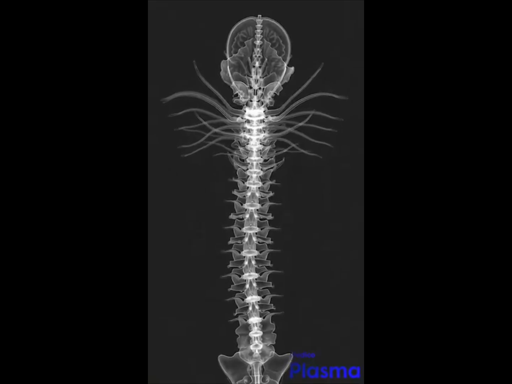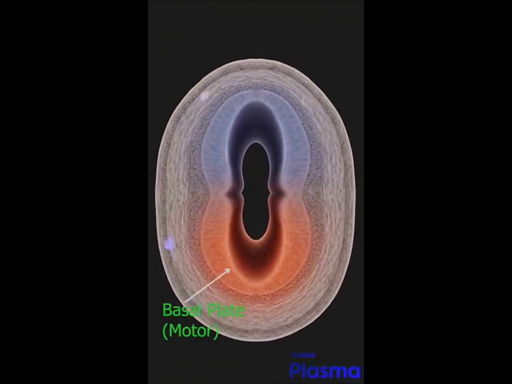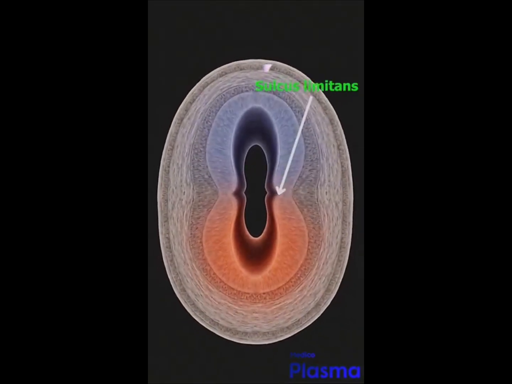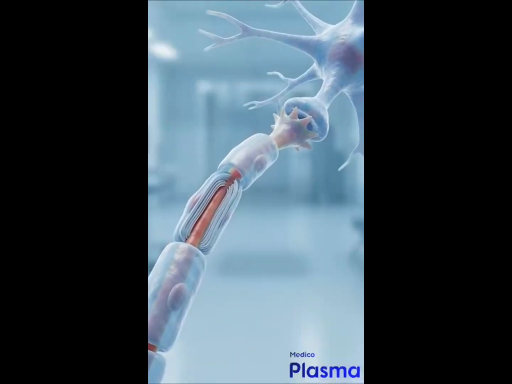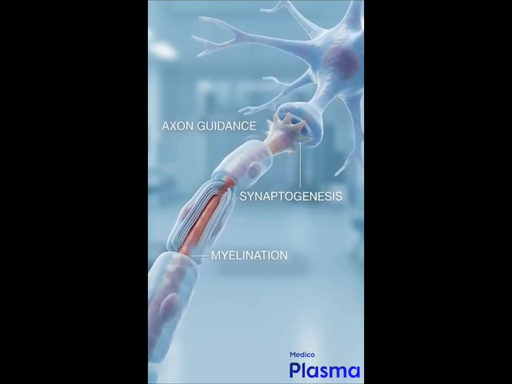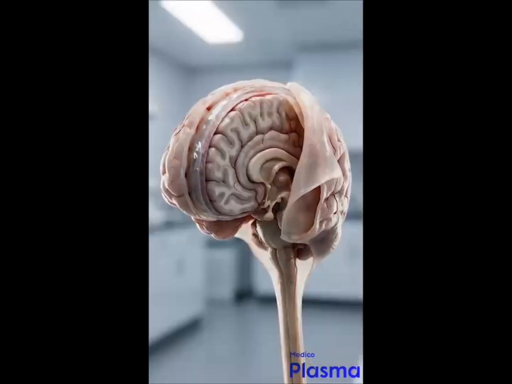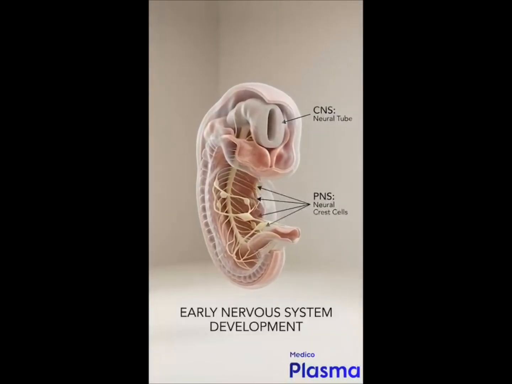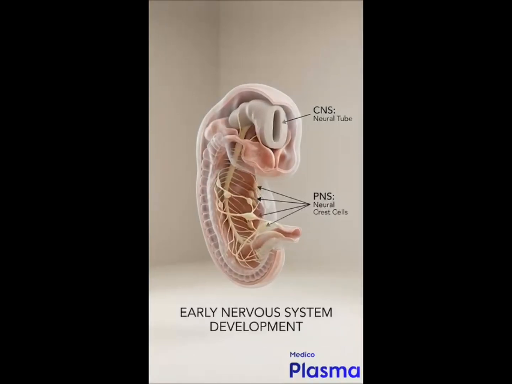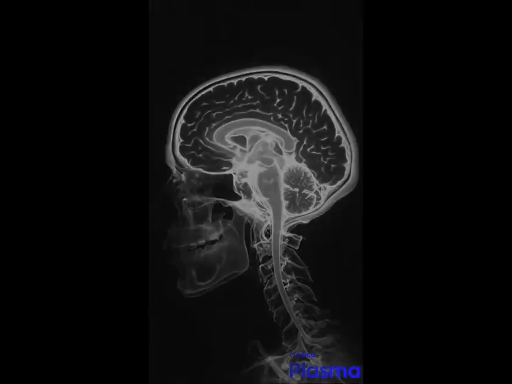In the spinal region, the neural tube organizes into alar plates, sensory, and basal plates, motor, separated by the sulcus limitans. Neural stem cells from the ventricular zone proliferate and differentiate into neurons and glial cells. Subsequent processes include axon guidance, synaptogenesis, and myelination, the latter continuing well into postnatal life. Thus, within a few weeks, coordinated molecular and morphogenetic events establish the basic architecture of the CNS and PNS. Disruptions during this window result in significant congenital neurological anomalies.